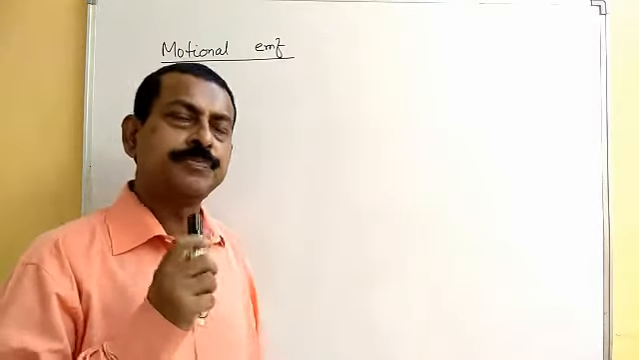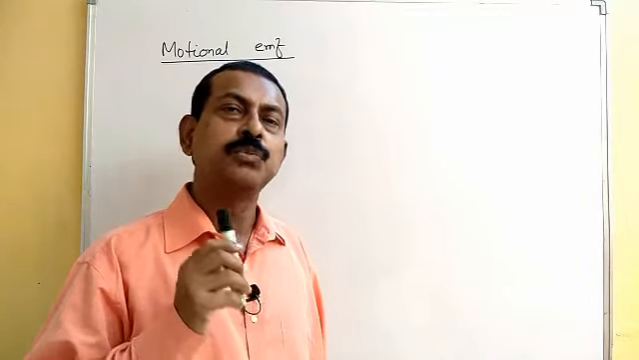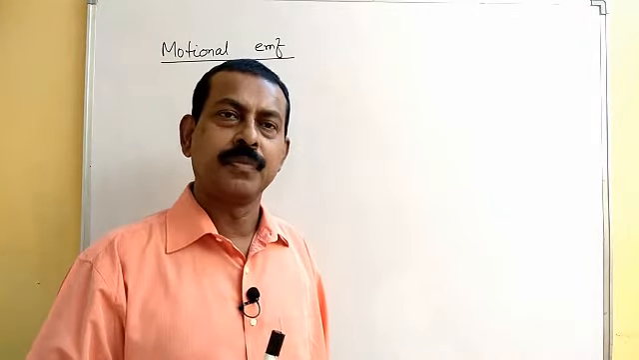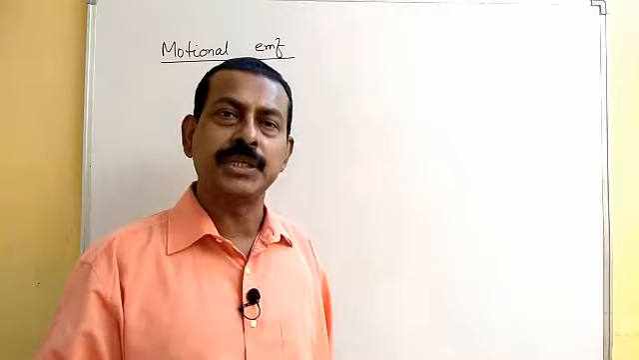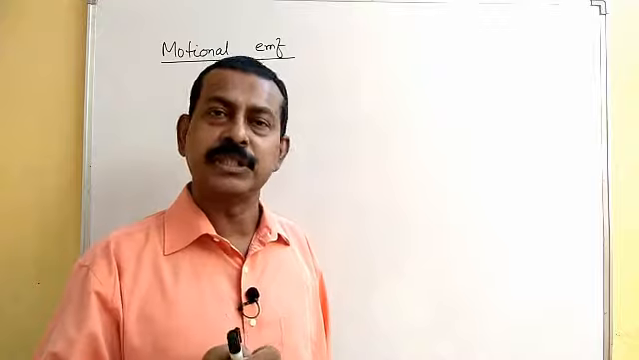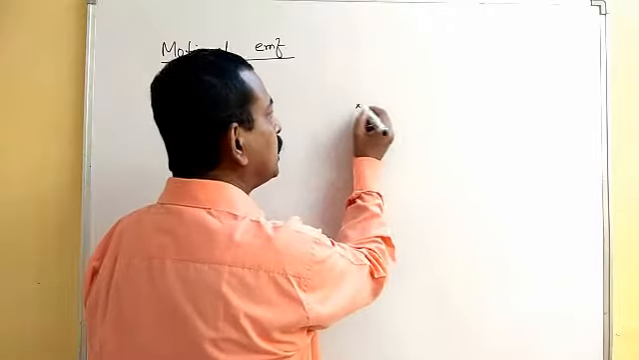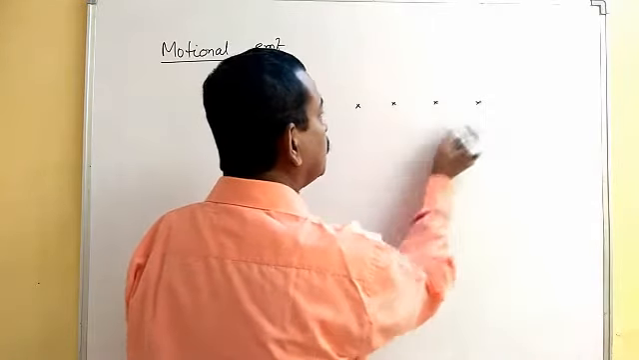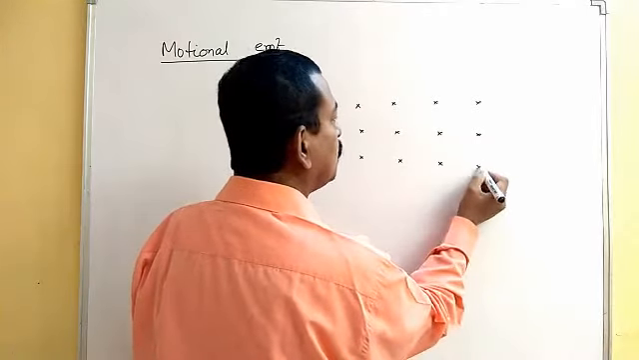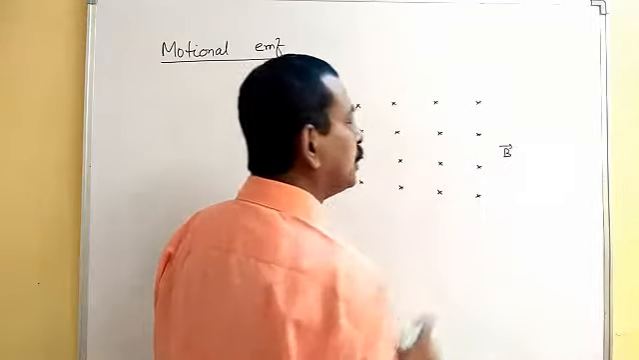Motional EMF is the EMF generated across the ends of a rod which is moved in a uniform magnetic field or in a region of magnetic field. We'll first see how it is generated, and then we'll find the expression for this EMF. Suppose there is a region in which there is a uniform magnetic field B, directed into the plane of the board. So this is the region in which we have the magnetic field B.